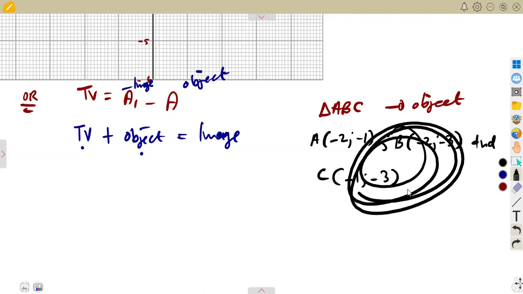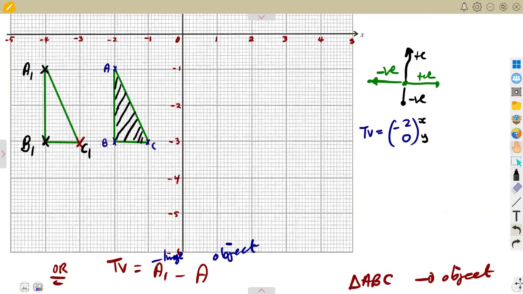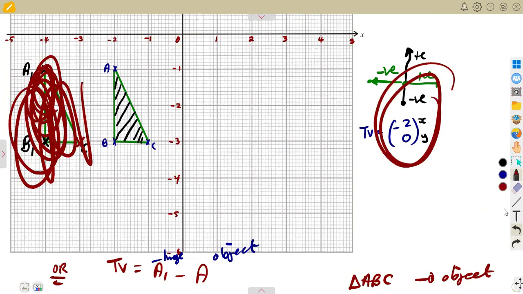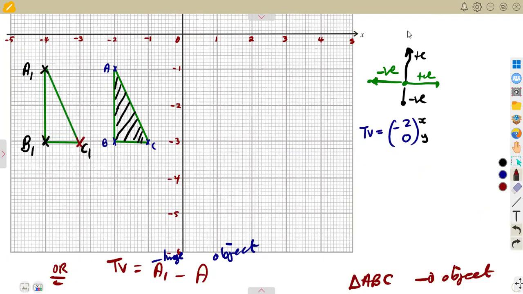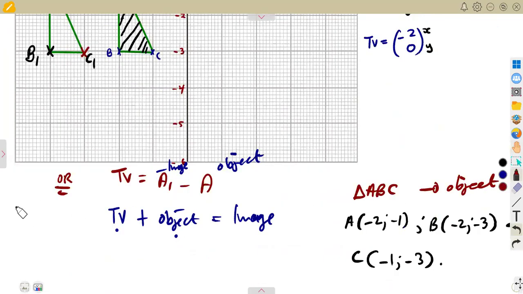This is our object triangle, the one that we have drawn in the first place. That's the object. So the question is, how can we have this image? Let's say it's not there. This one, remember we obtained it by movement. So we can draw this by movement, which is the first part. Remember, I said a vector is a movement. So you can draw the image by movement, or you can use the formula.